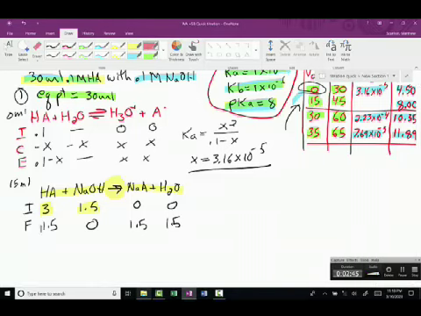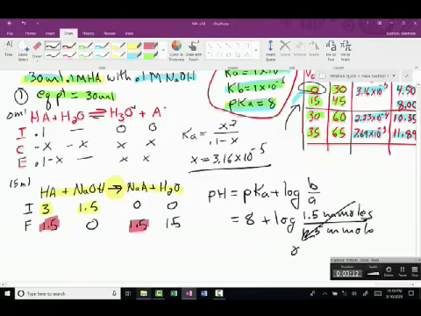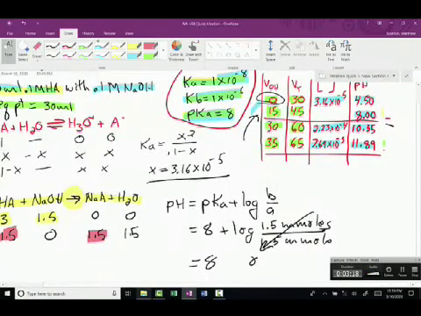We recognize that as a buffer. I have weak acid and weak base, substantial amounts, so I use Henderson-Hasselbalch, pH equal pKa plus the log of the base over the acid, and that will equal 8 plus the log of 1.5 millimoles over 1.5 millimoles, which the log of 1 is 0, so I get 8. And that's where I get this number right up here in the right corner. Okay? Very straightforward.